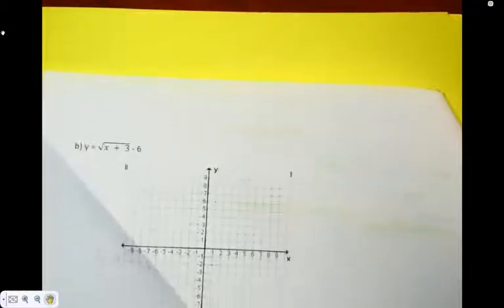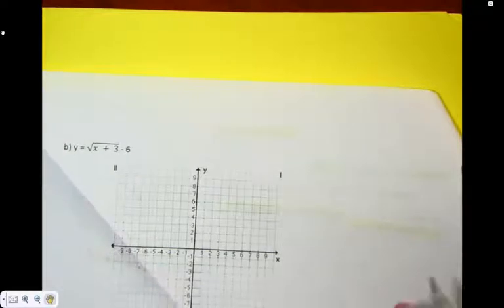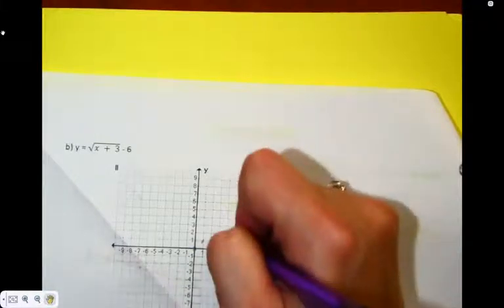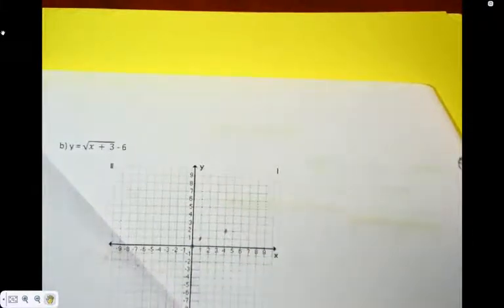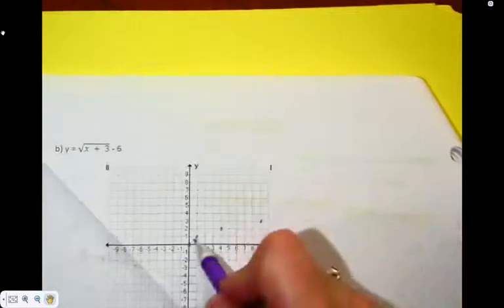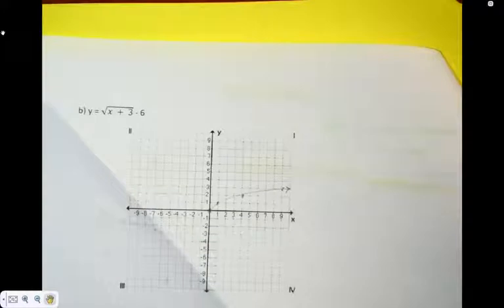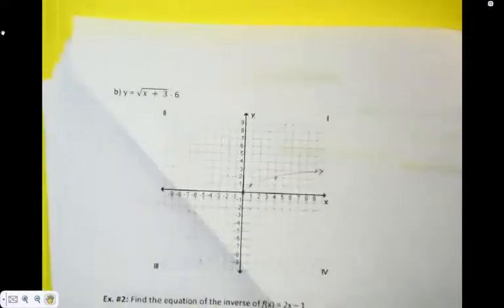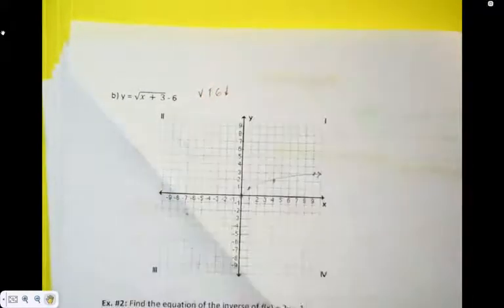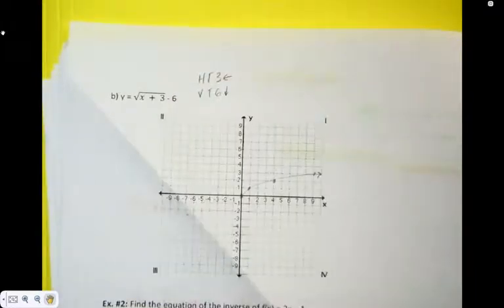So base graph of the square root. What does it look like? Where are the coordinates for the base graph? It's got 0, 0, 1, 1. Ooh, he's on fire. 4, 2. And, nice. What kind of transformations do we got going on here? Ooh, a VT6 down. An HT3 left. Confirm.